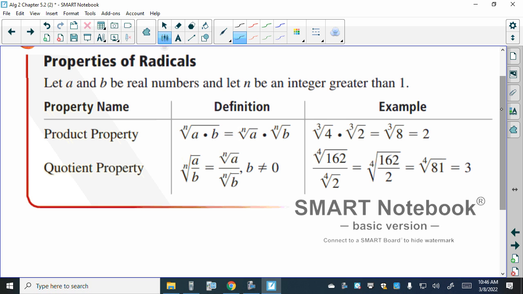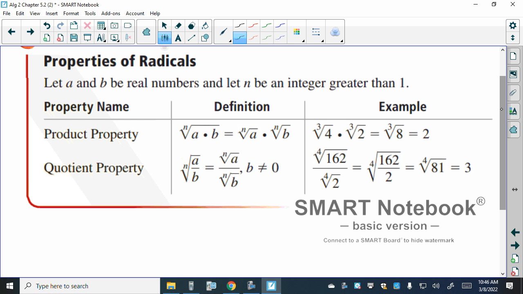Now, one of the properties we're adding is these multiplication properties. What we're saying is that the nth root of a times b is equal to the nth root of a times the nth root of b. We can split them apart. We can also do the same thing for division: the nth root of a divided by b is going to equal the nth root of a divided by the nth root of b.